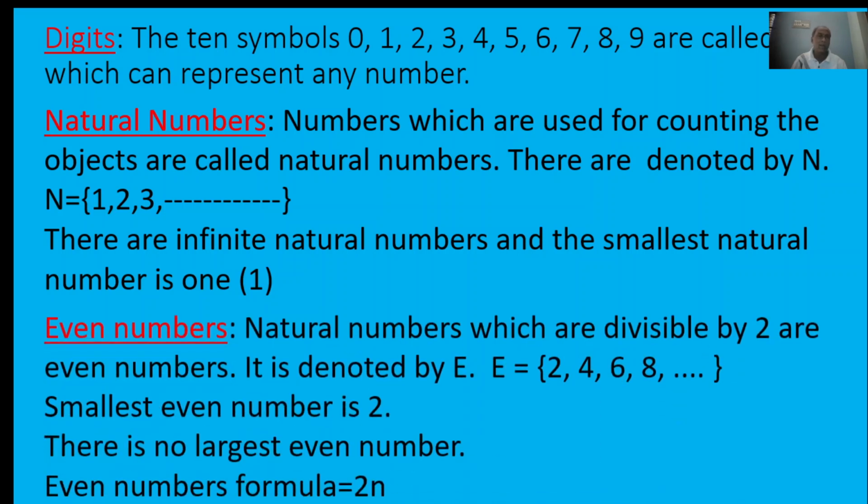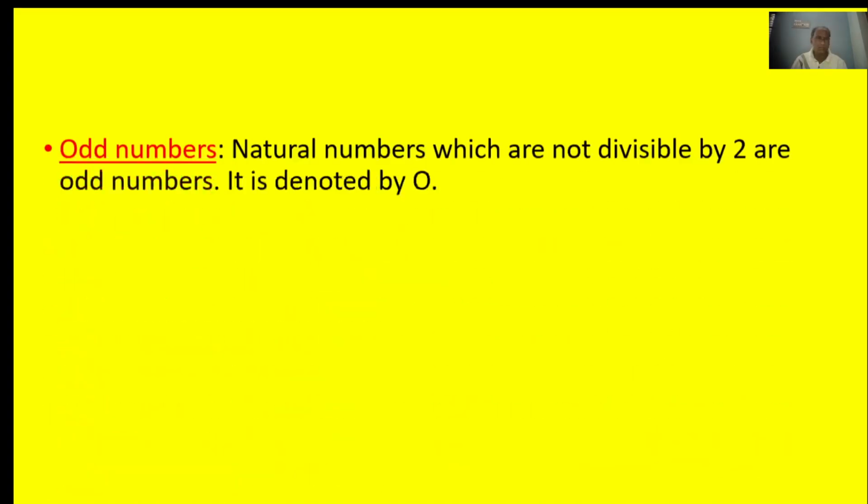Next, even numbers. Natural numbers which are divisible by 2 are even numbers. It is denoted by E, which is equal to 2, 4, 6, 8 and so on. The smallest even number is 2. There is no largest even number. The even number formula is 2 into n.